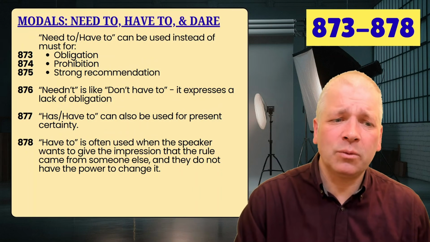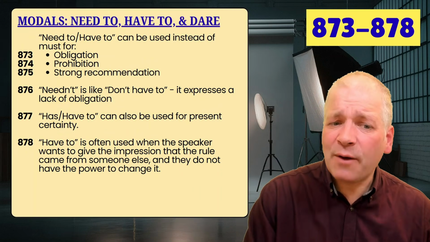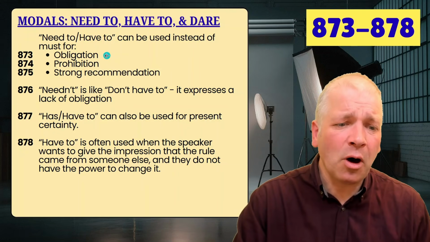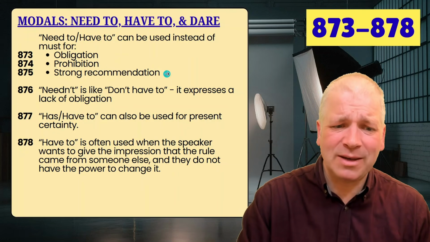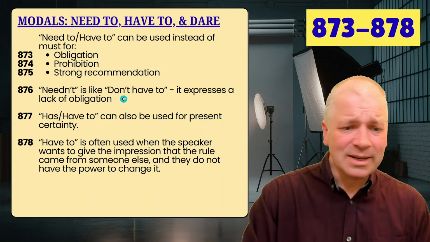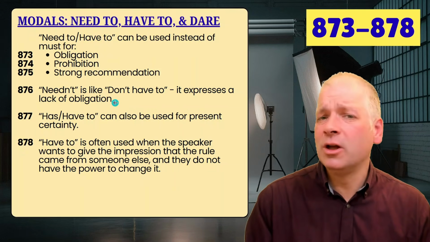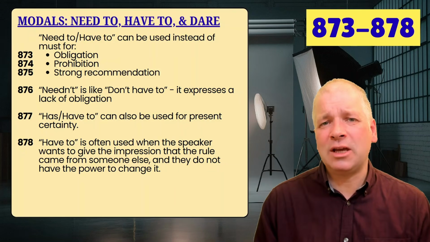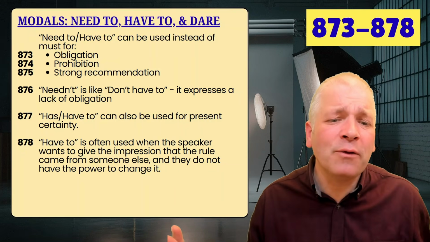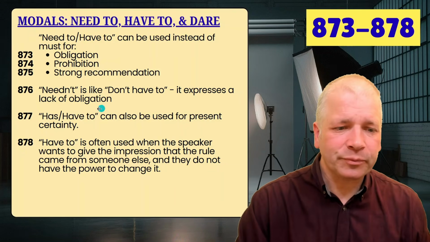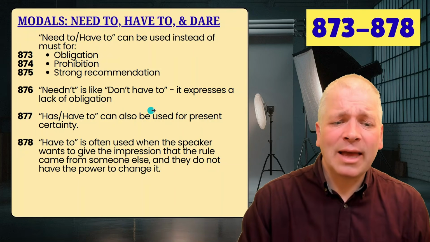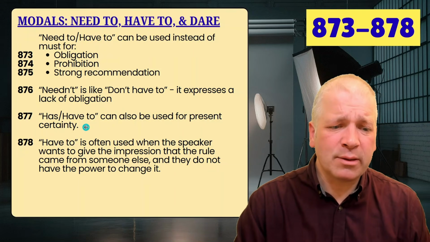Now let's look at these semi-modals. Need to, have to, or dare. Need to and have to can be used instead of must for obligation, prohibition, and strong recommendation. Needn't is like don't have to. It expresses a lack of obligation. You needn't watch the whole video if your English is already perfect. There's no obligation. Has or have to can also be used for present certainty.